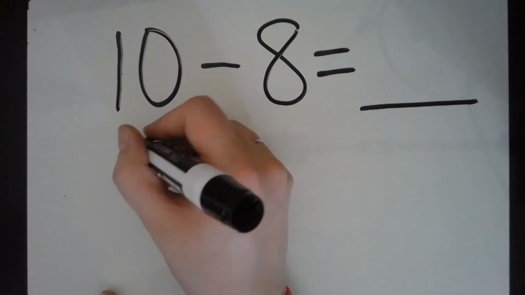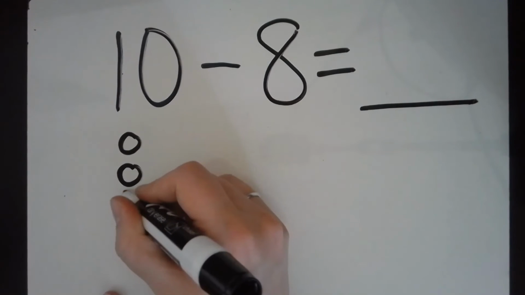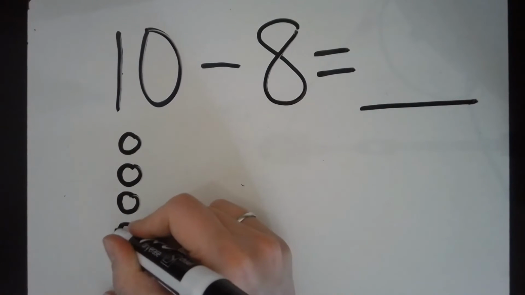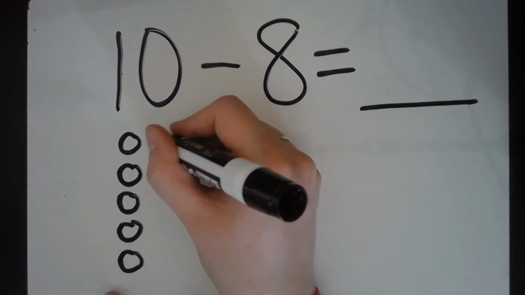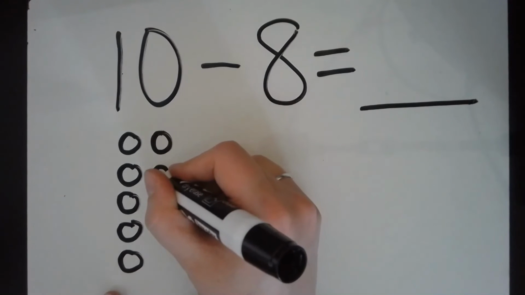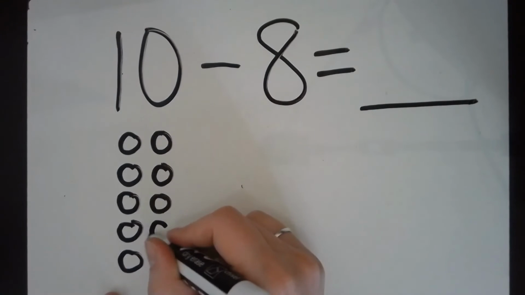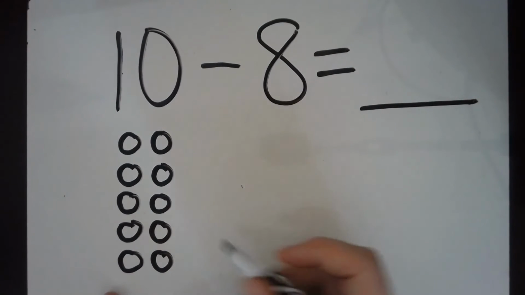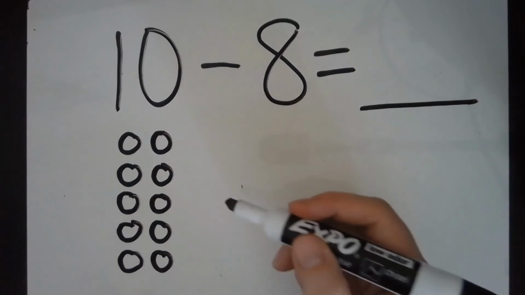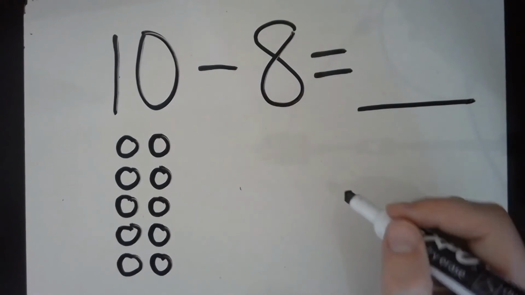Ready? 1, 2, 3, 4, 5, 6, 7, 8, 9, 10. Wow, that looks like a 10 frame, doesn't it? 10. All right, now we need to take away how many?